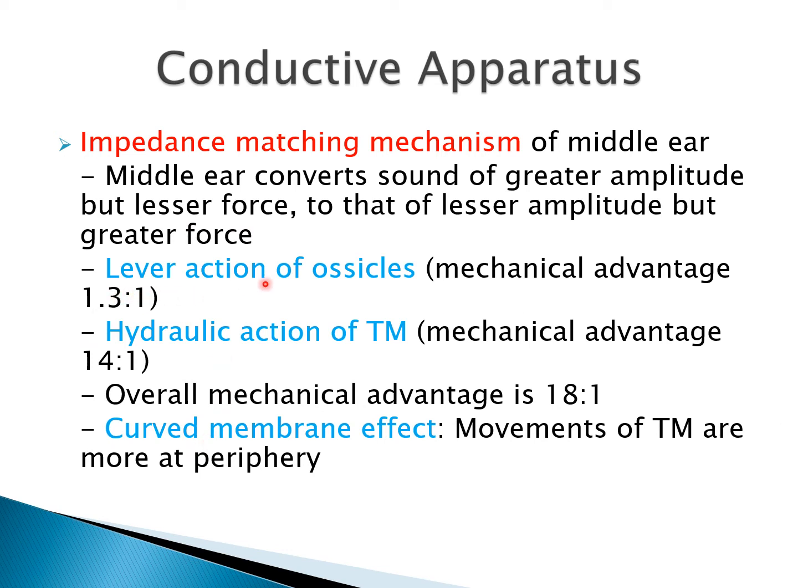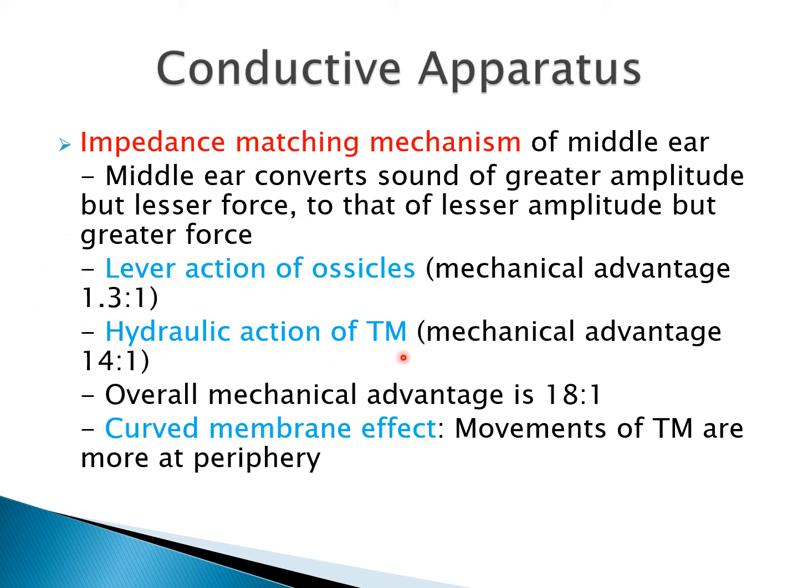So this impedance matching is done by different methods. First is the lever action of the ossicles. If we see the long process of the handle of Malleus, the length of the handle of Malleus is around 1.3 times more than the length of the long process of the incus. So this gives a mechanical advantage of 1.3 is to 1.